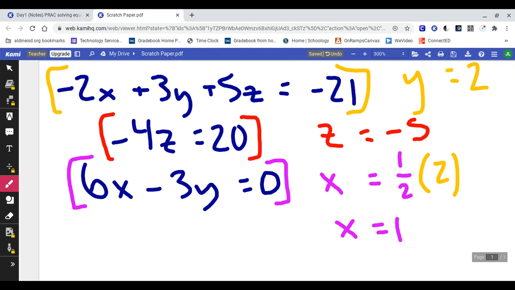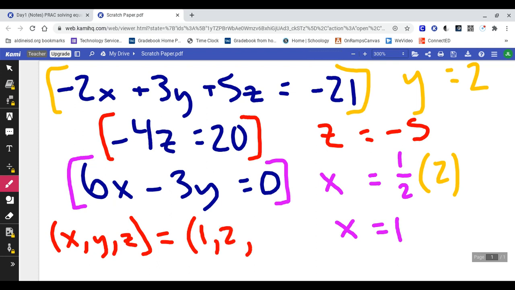So now I have all 3 of my answers, so I just need to group them together just like last time. So over here, I'm going to write them in order. So x, y, z equal to 1, 2, and -5.